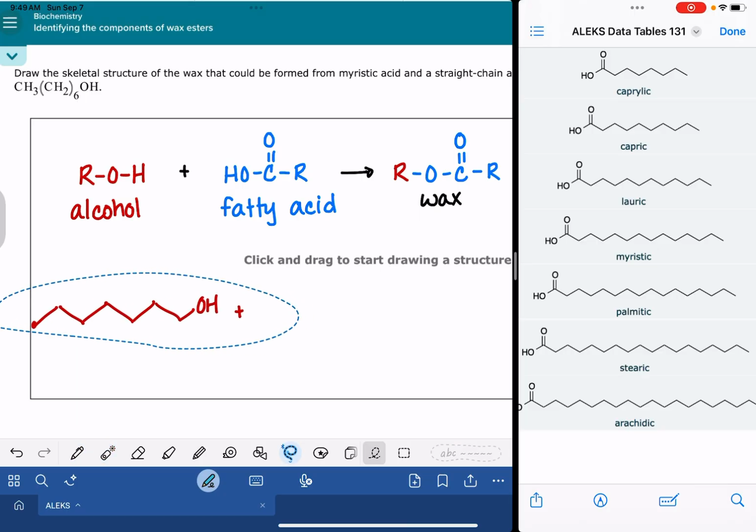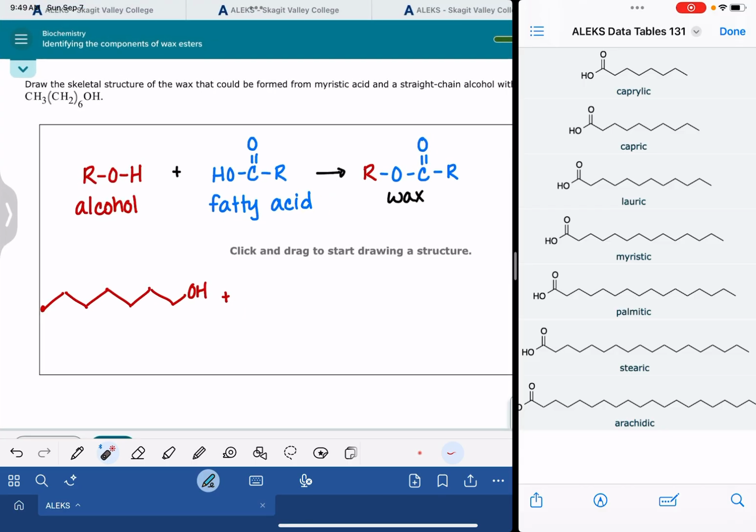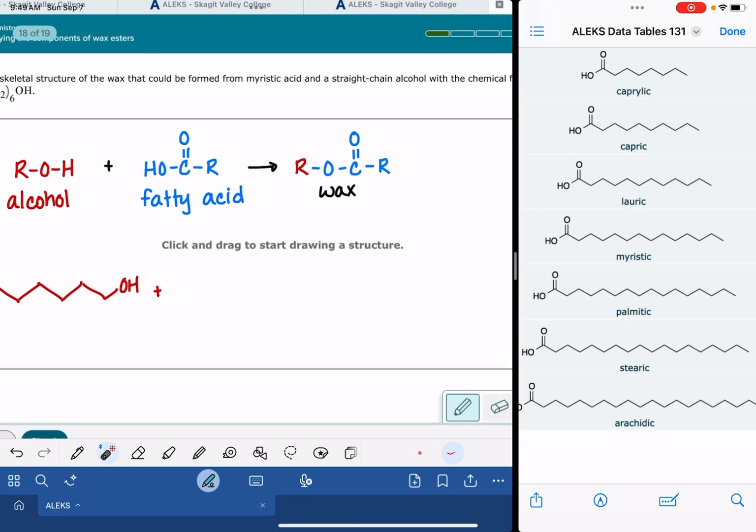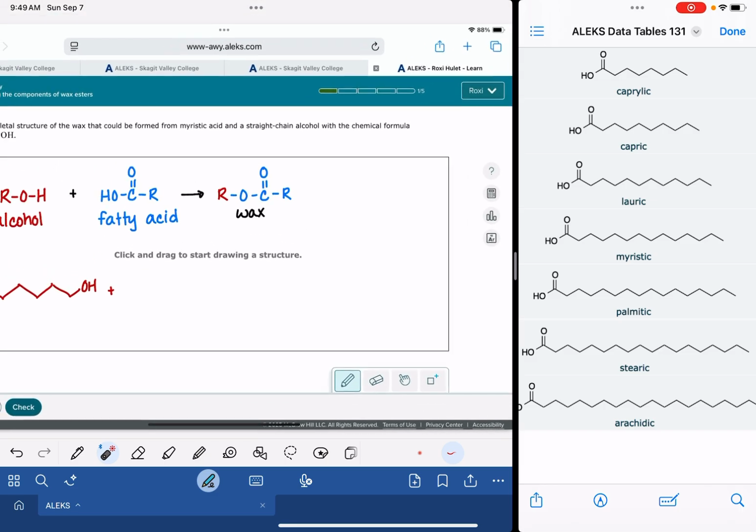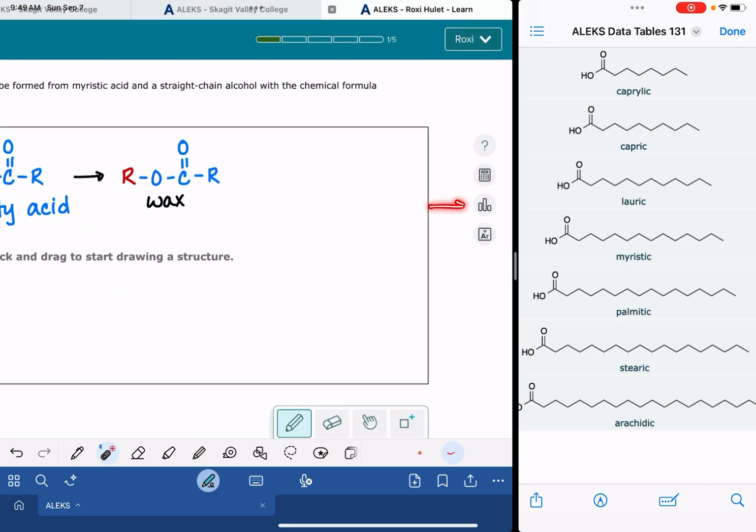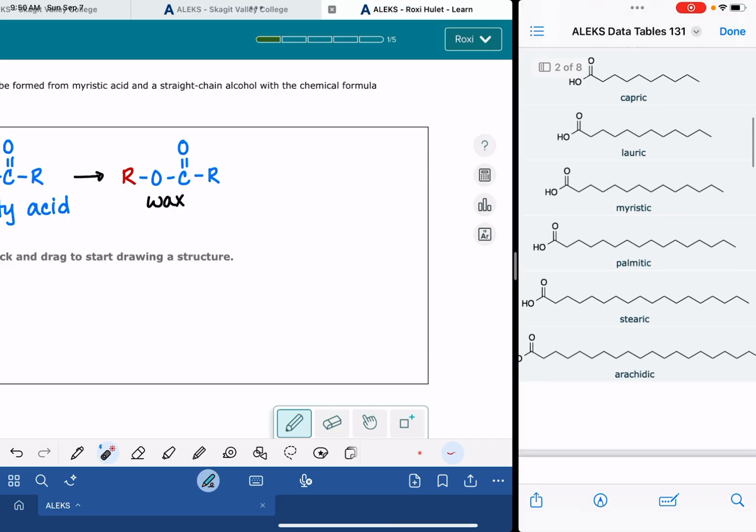Now, ALEKS is giving us the fatty acids by name. You probably don't have the fatty acids memorized by name. So what I want you to do is go to ALEKS' data table, which you can access by clicking on this bar graph icon over here on the right. That's going to give you the option to open up ALEKS' table of fatty acids. And that's what I have showing over here on the right.